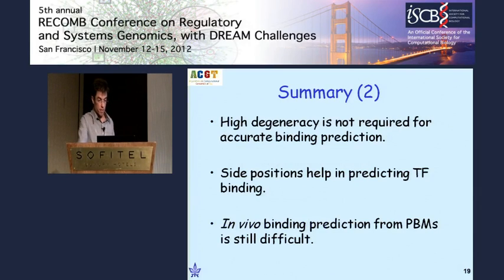In addition, we have additional conclusions. First is that high degeneracy is not required for accurate binding predictions, as we have seen that different degenerate motifs perform well in binding prediction. In addition, site positions help in predicting TF binding, so they should be kept and learned. And that in vivo binding prediction from protein binding microarrays is still difficult, and this remains a challenge to solve. And as we saw, many of the talks today try to tackle this problem.